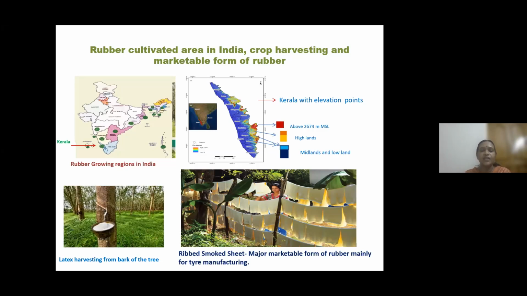In the case of rubber, the major crop is the latex, which is shown in the figure. It is the white viscous liquid extracted from the bark of the tree by a systematic wounding called tapping. The economic produce is the latex, and the major marketable form of rubber is the rubber sheets, that is ribbed smoked sheets, mainly used for tire manufacturing.